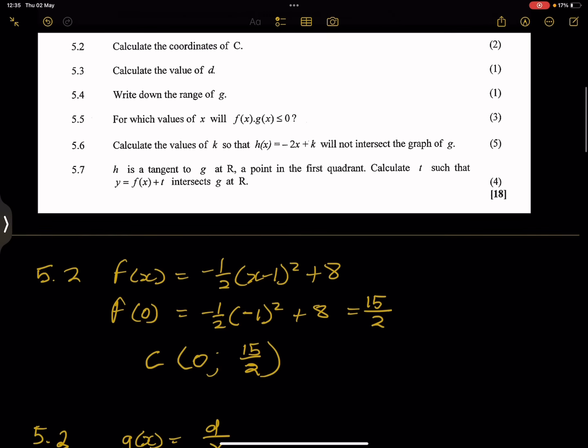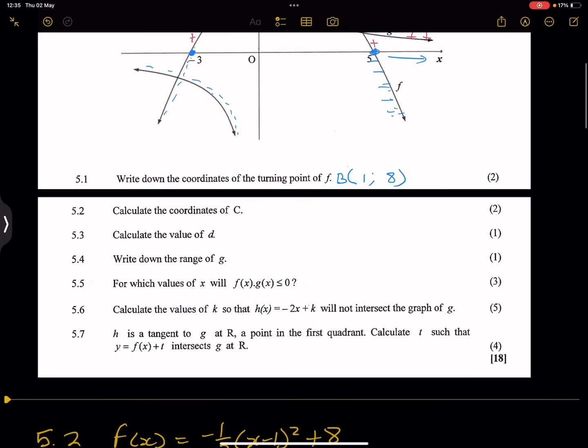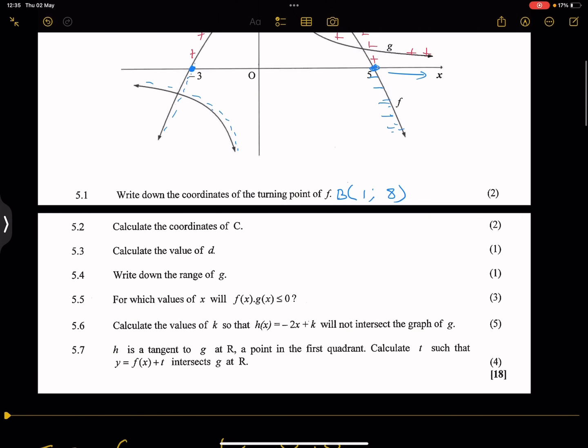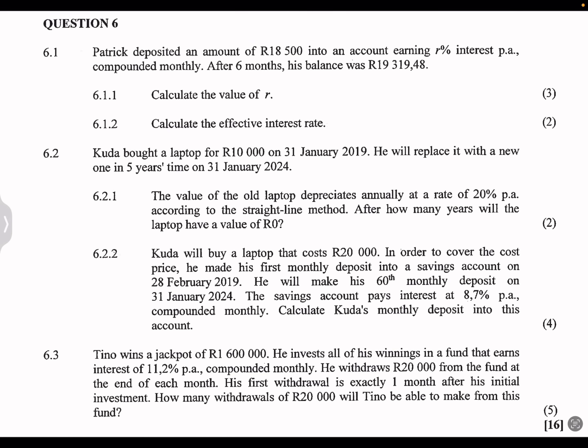Right, ladies and gents, and that is how the cookie crumbled. Yes, the last questions were a little bit of a workout, but nonetheless we got to the right answer. Let's go to the next question. And off to question 6 we start.